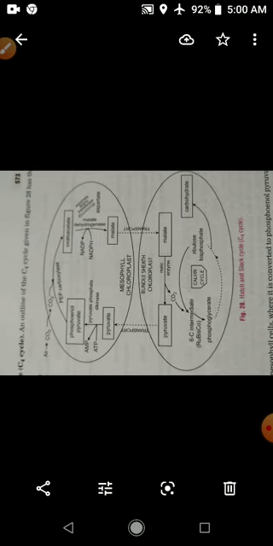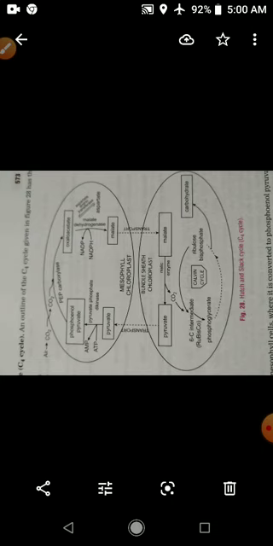A. D. Hatch and Roger Slack discovered this pathway. Therefore, it is also known as the Hatch-Slack pathway.